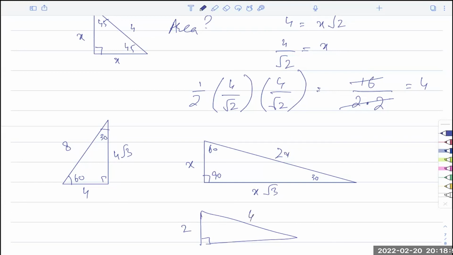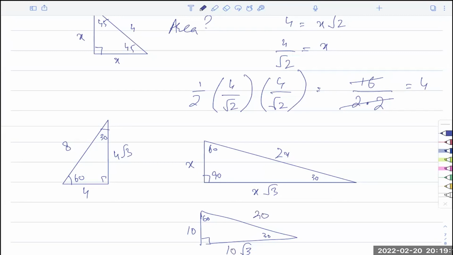4, right? And the third side will be 2 square root 3. If I change this side to 10, then 20 and 10 square root 3.